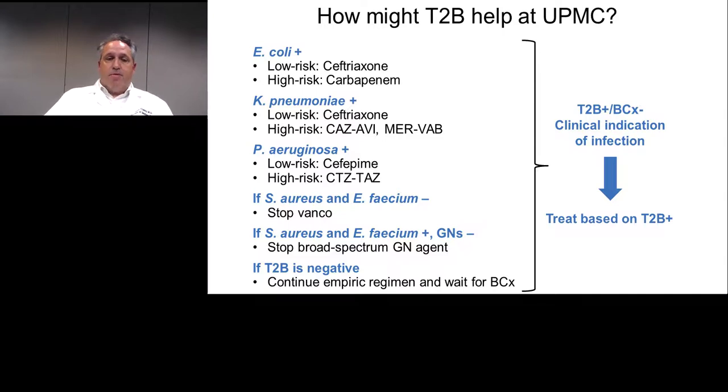But for example, if you identified an E. coli based on your T2 test, and you had a low-risk patient who was unlikely to have extensively resistant E. coli, an agent like ceftriaxone, rather than the cefepime or piptazo that we're using in most patients, would be appropriate.